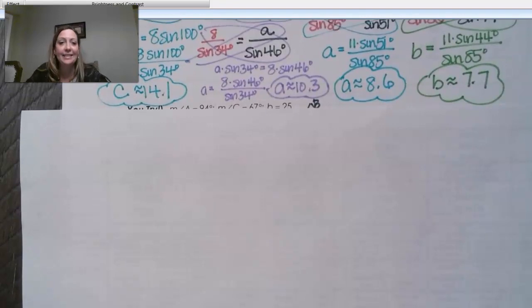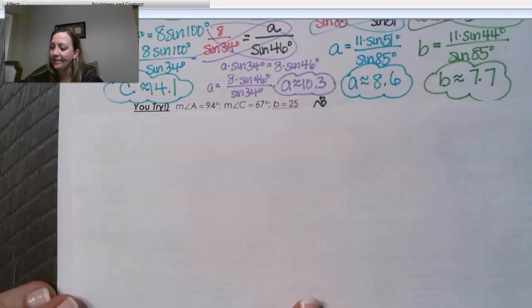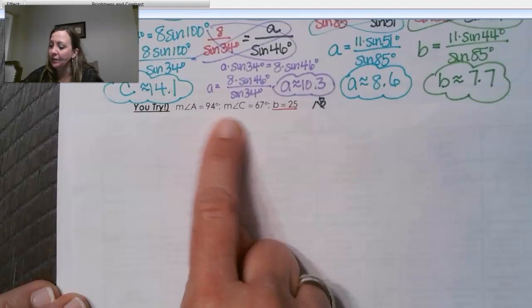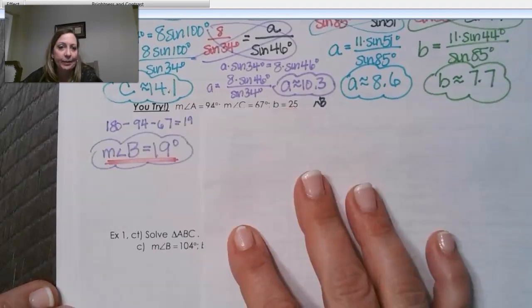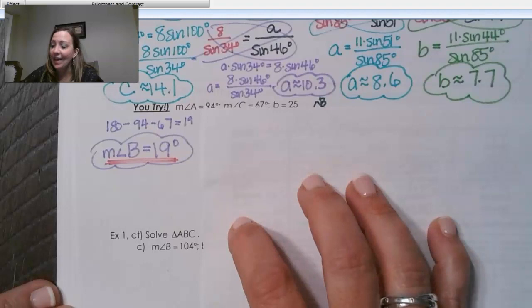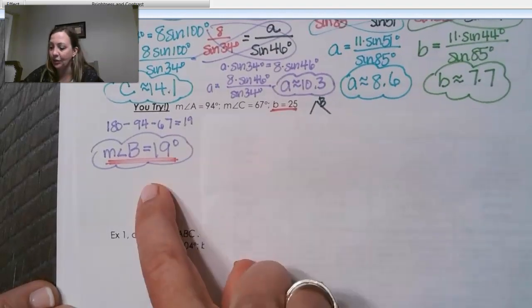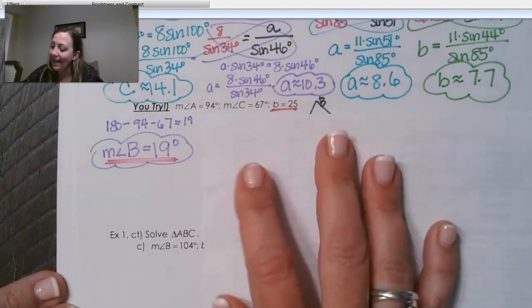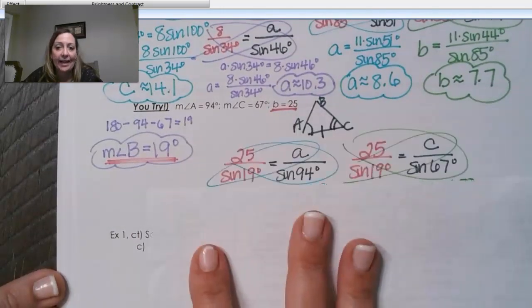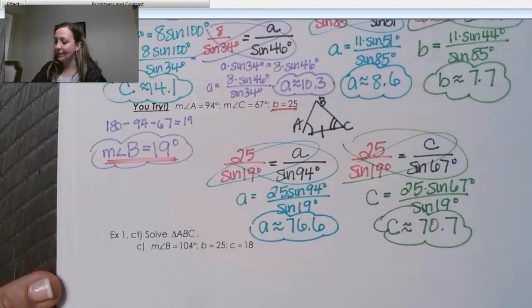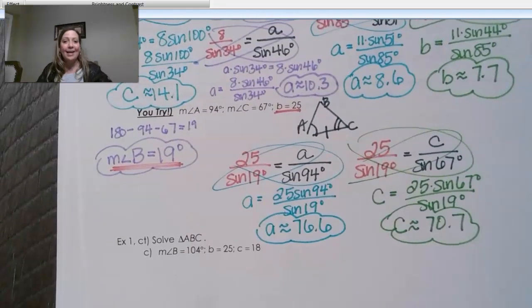Okay, so let's see how you did. The first thing that I did was I saw that I didn't have a ratio that I could set up right away, but I had two angles, and I started by finding the measure of angle B, which was 19 degrees. Then I saw that I could use side B and angle B to set up my ratio for the law of sines. And I did that for both angle A and angle C to help me find side A and side C. And then I cross multiplied and was able to get my results.